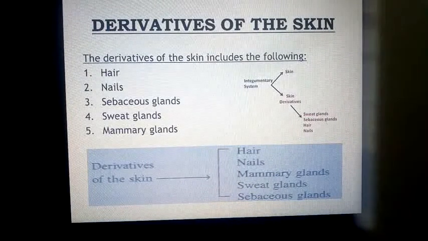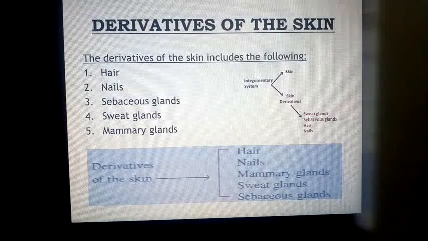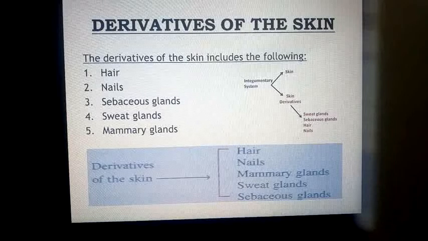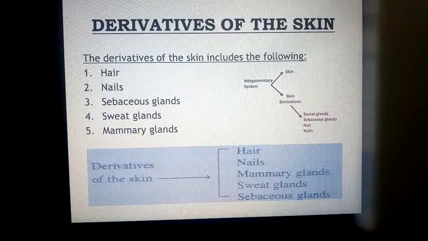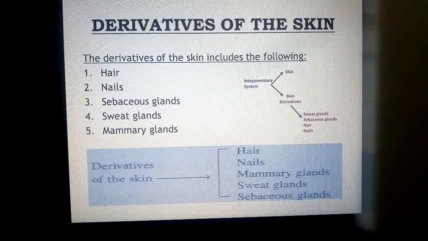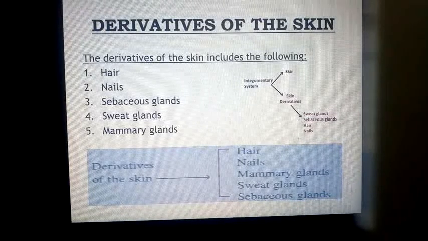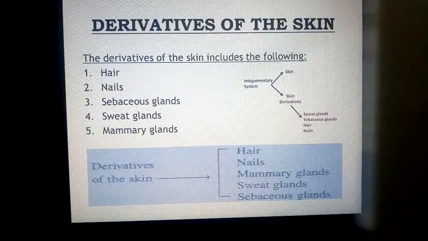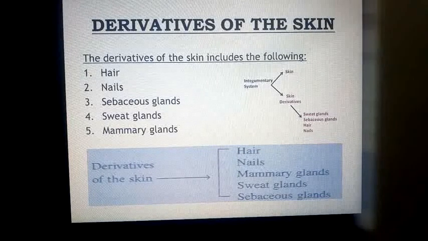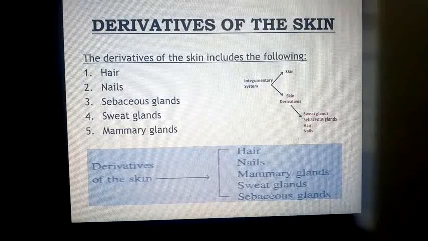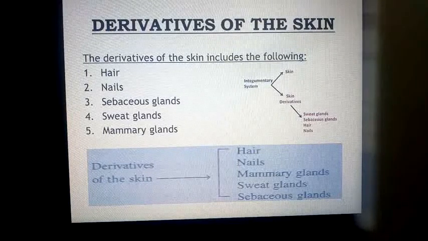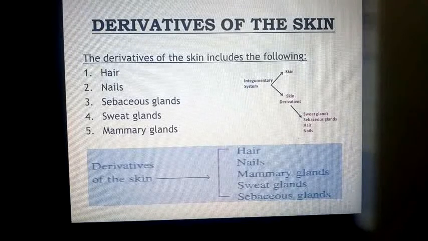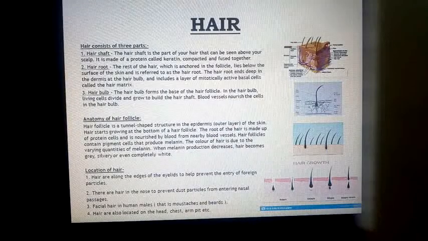Derivatives of the skin. The derivatives of the skin include hair, nails, sebaceous glands, sweat glands, mammary glands. Got it? So it comes under the integumentary system. So what is the integumentary system? It means skin derivatives, namely sweat glands, sebaceous glands, hair, nails, etc. Is that clear?